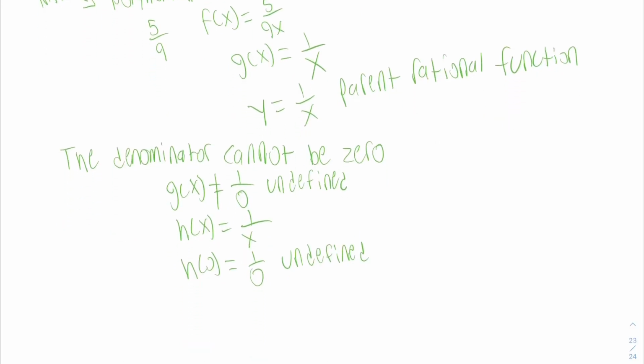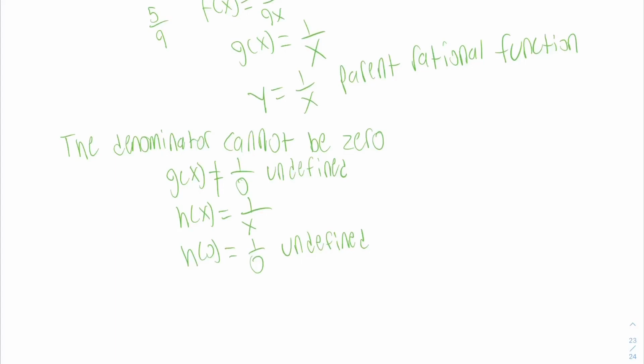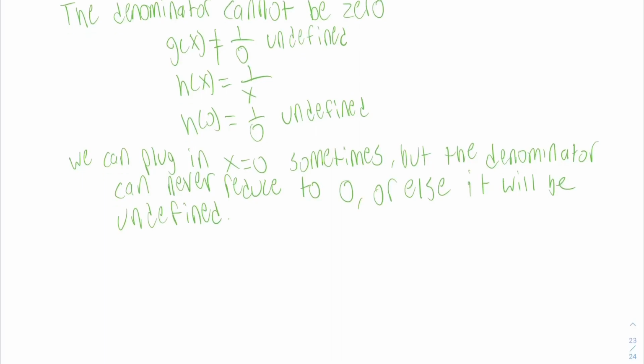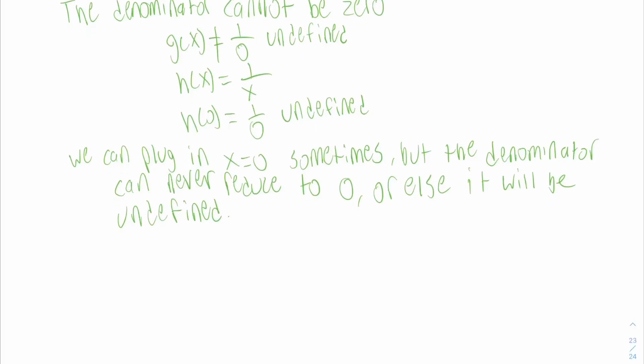But there are other times, so just because the denominator can't be 0 doesn't mean we can't plug in 0. For example, we can plug in x equals 0, but if we do that, the denominator can't reduce to 0, or else the function is going to be undefined right there.